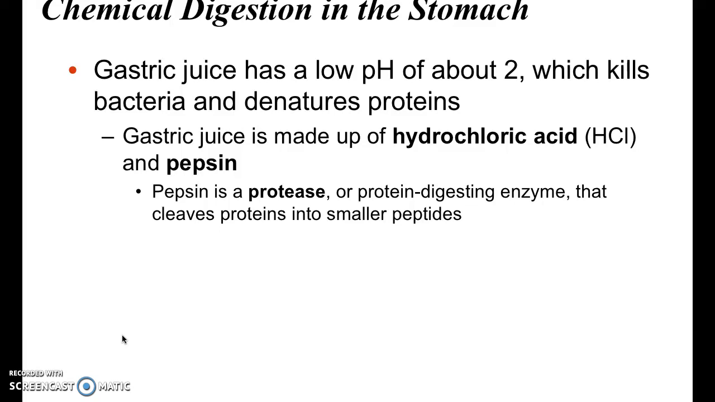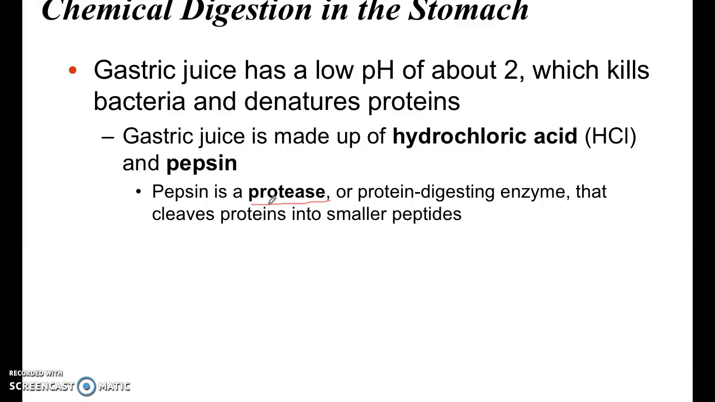The gastric juices contain hydrochloric acid and pepsin. Pepsin is a protease. Basically, it's something that breaks down proteins. The word protease just means that. It is an enzyme that breaks down proteins. It takes a long chain of proteins and breaks it down into smaller peptides.